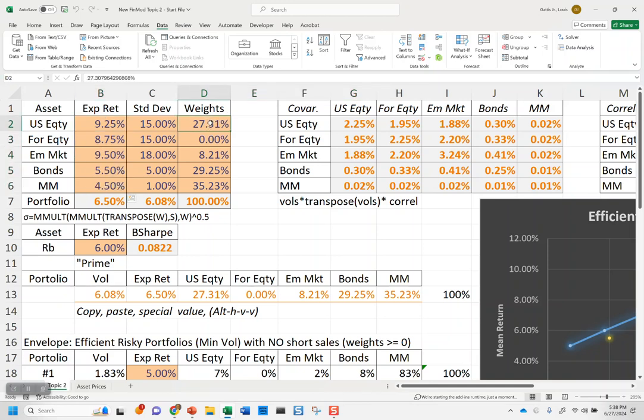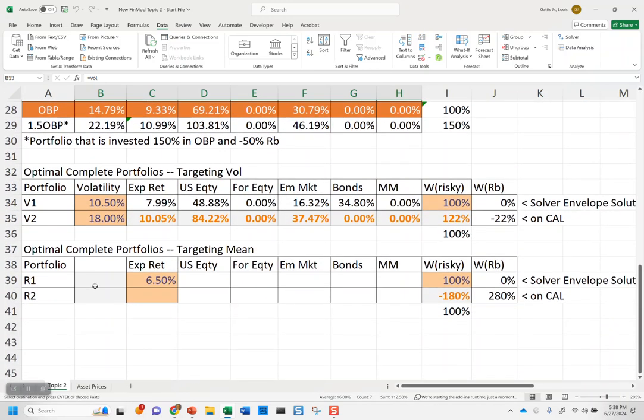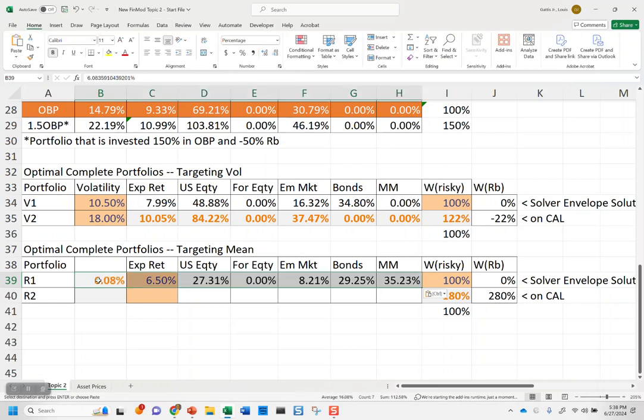Looks like I'm getting US equities, emerging equities, some bonds, and some money market. I'll copy those values, and paste it here. 100% of my money's in that risky portfolio, an envelope portfolio.